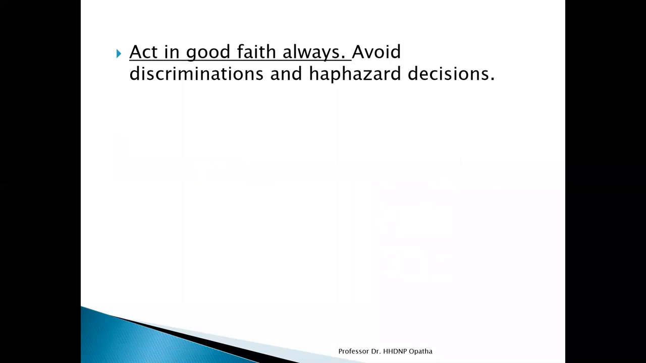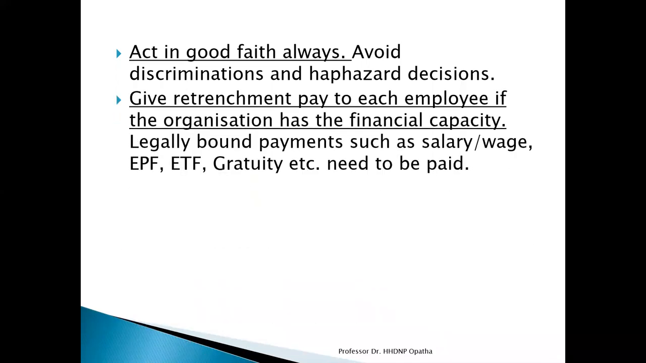Act in good faith, always. This recommendation is relevant to all, termination, dismissal, all. Give retrenchment pay to each employee. Also, superannuation, like EPF, ETF, gratuity, all these will have to be paid. Also, there is a payment schedule according to the Industrial Disputes Act. So, according to that schedule, you have to pay the retrenchment compensation.